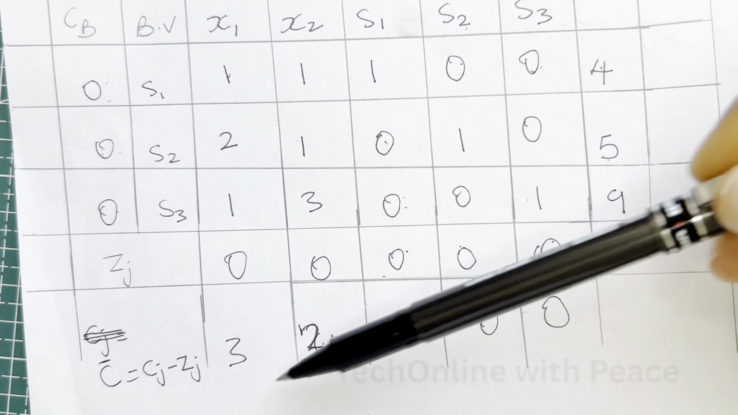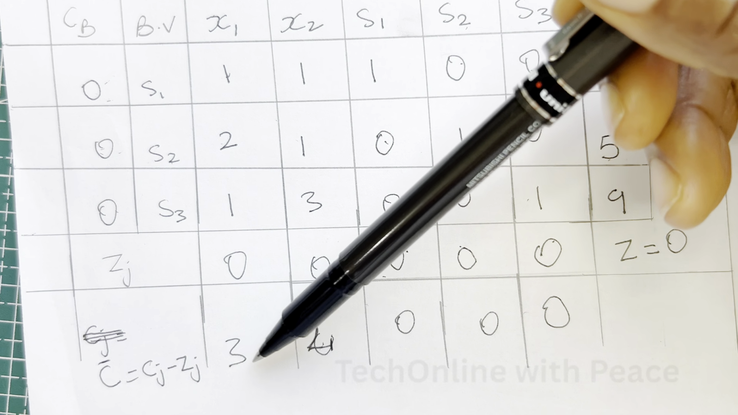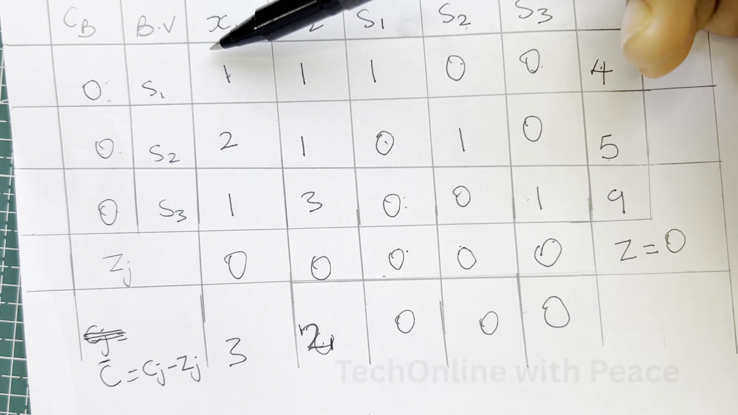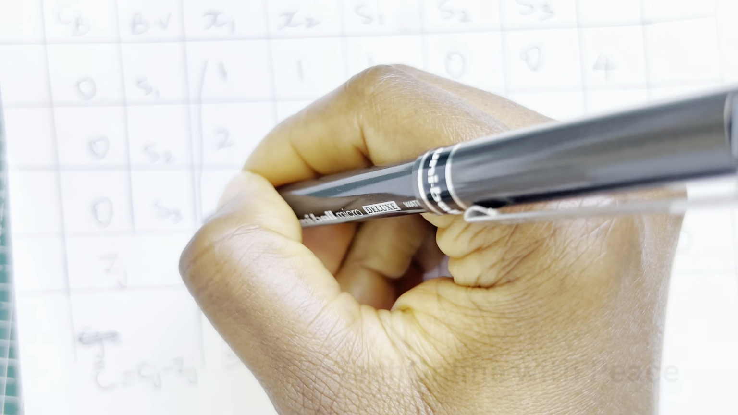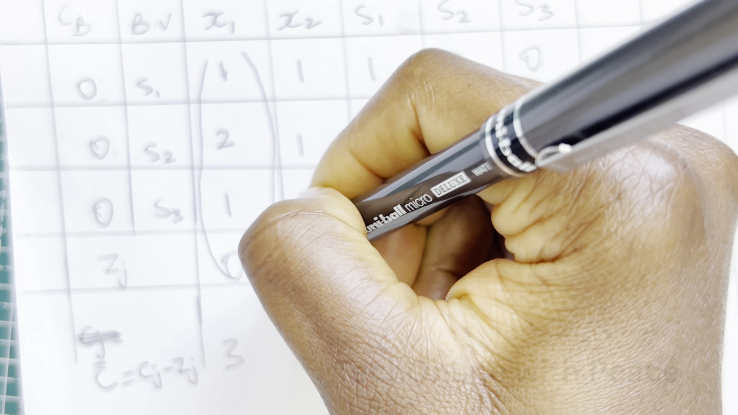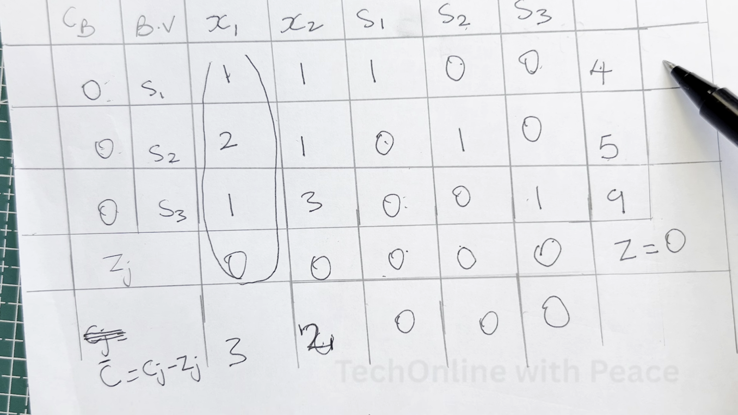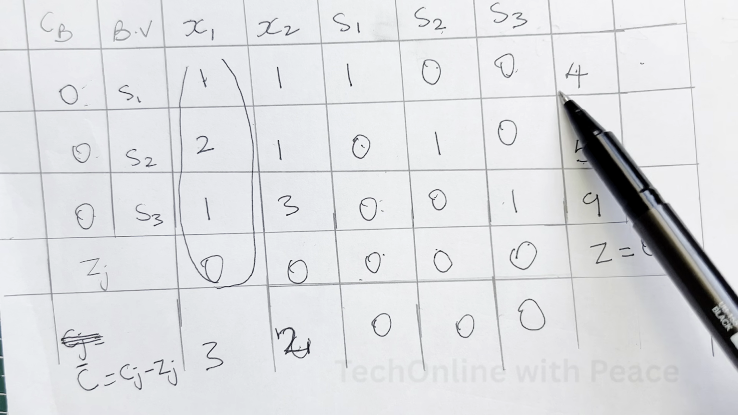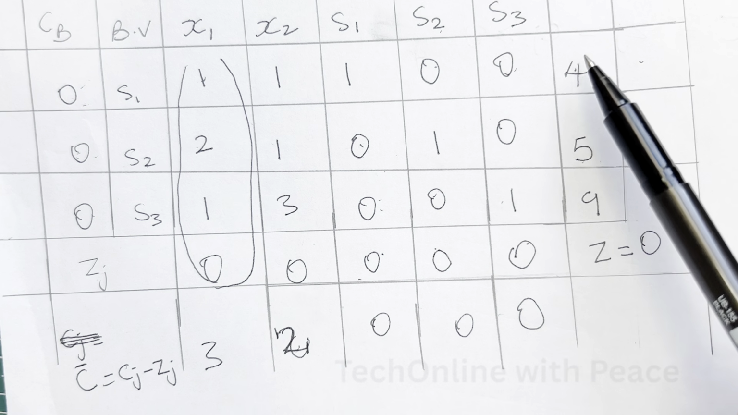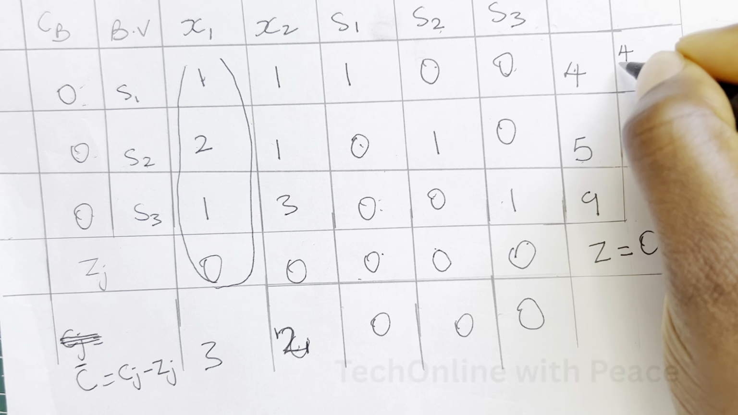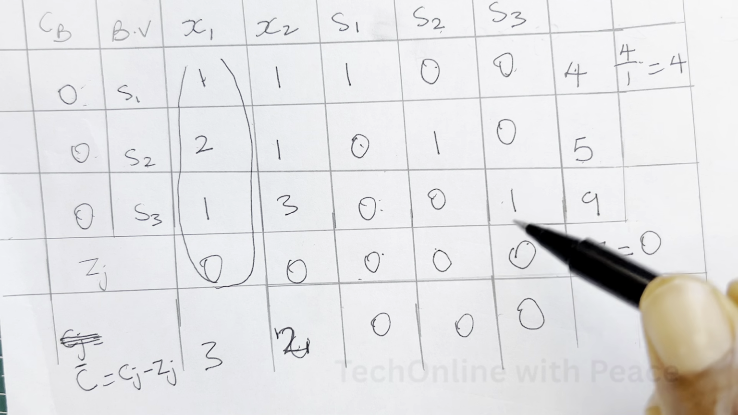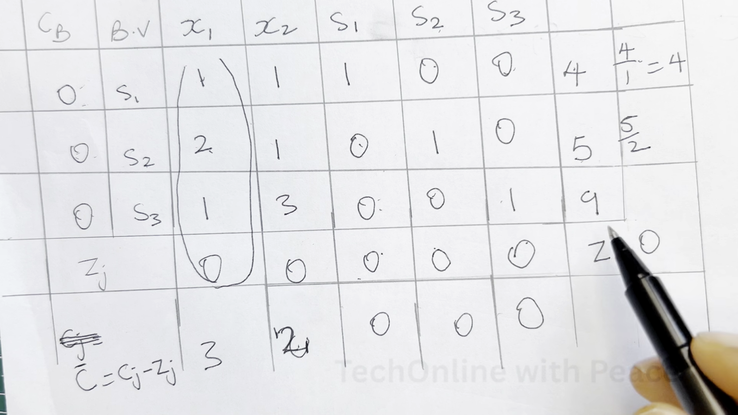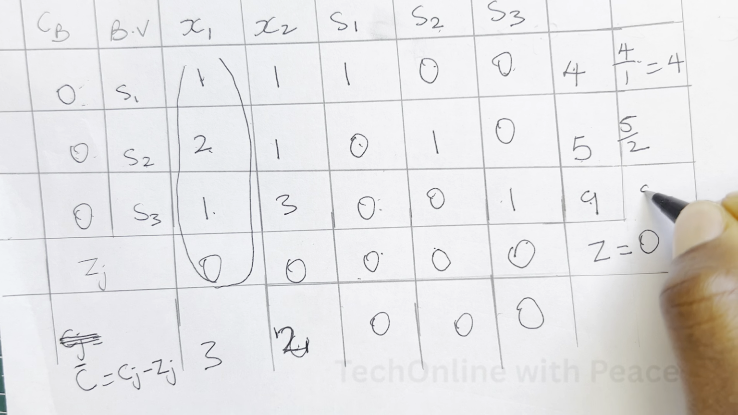To find the key column, we need to find the highest number, which is 3. So x1 forms our key column. This is our key column here. When you get your key column, you get your ratio. The key column helps you to get your ratio, and to get the ratio is b over the key column. That's 4 over 1, which equals 4. 5 over 2 here. We have 9 over 1, which is 9.